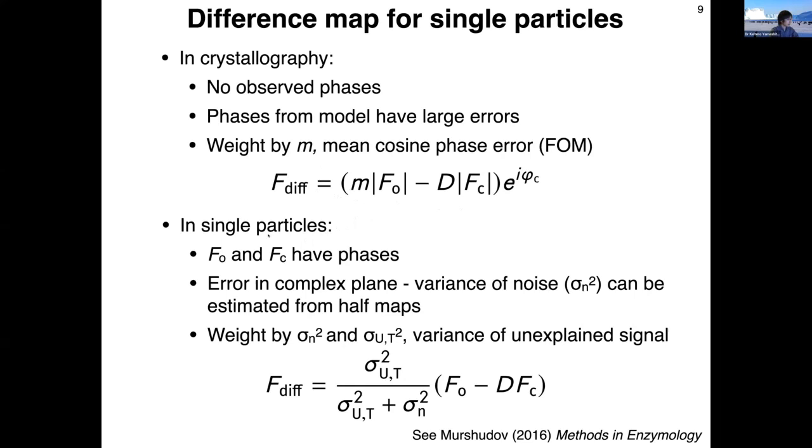But in single particle analysis, we do have observed phases, and the errors exist in the complex plane, and the amount of error can be estimated from the half maps. And we can use a weight using the variance of noise and the variance of unexplained signal, like crystallography. And one option to calculate the F_o-F_c density can be like this. And the derivation can be found in Garib's 2016 paper.